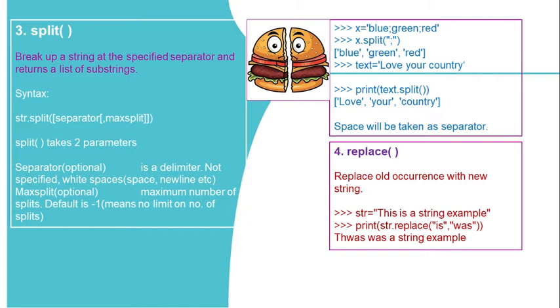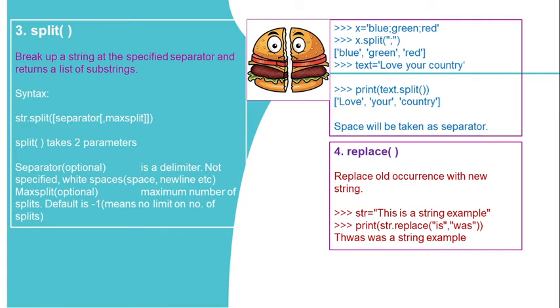The split function takes two parameters. One is separator, which is optional, and separator is a delimiter, for example space, colon, semicolon, comma, dot, whatever it is. It is a symbol used to separate two words, two strings, whatever it is. If not specified, white space will be taken, like space or new line.